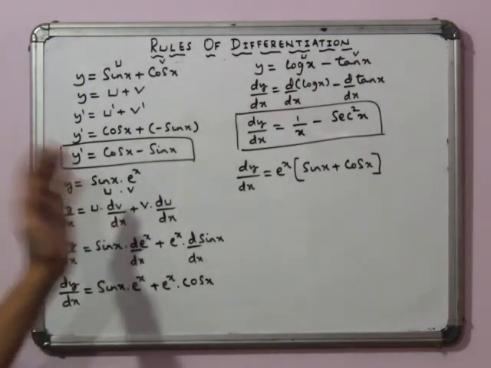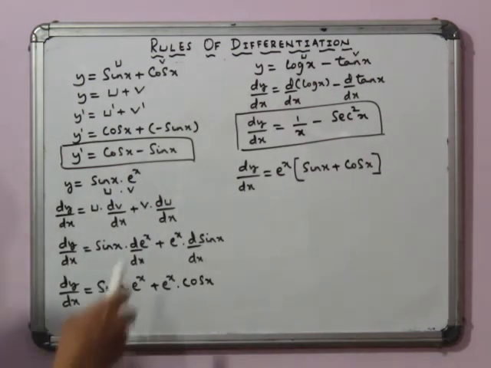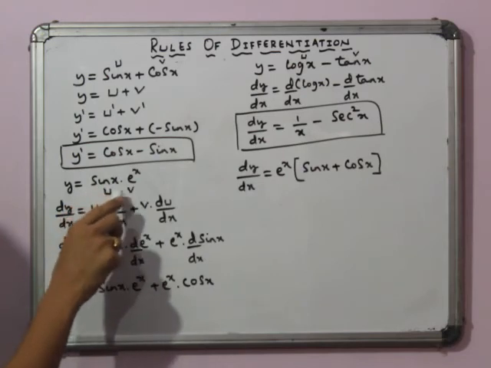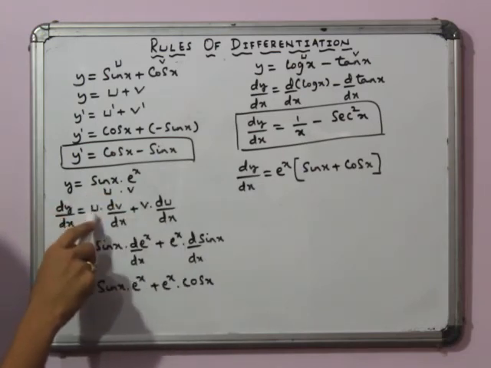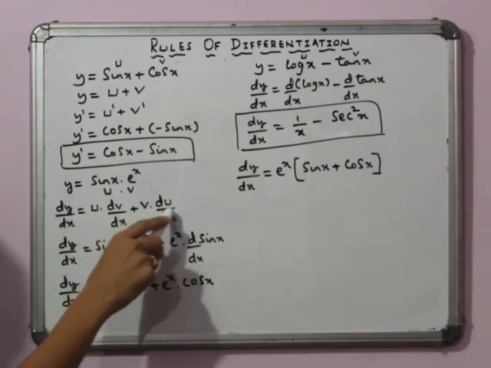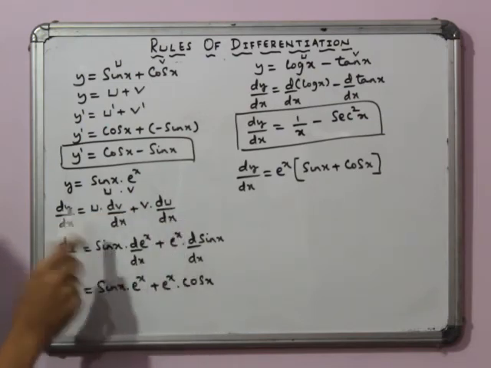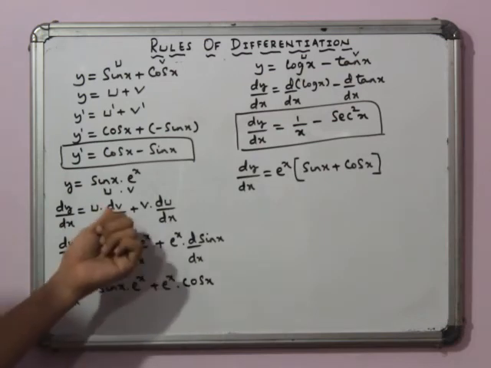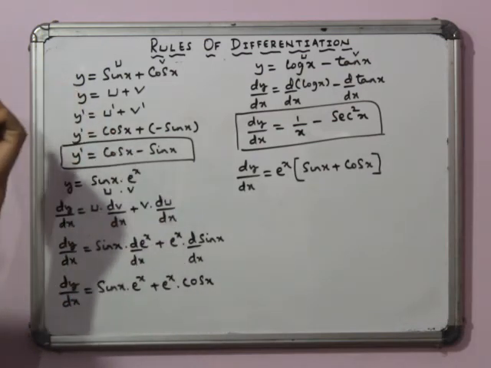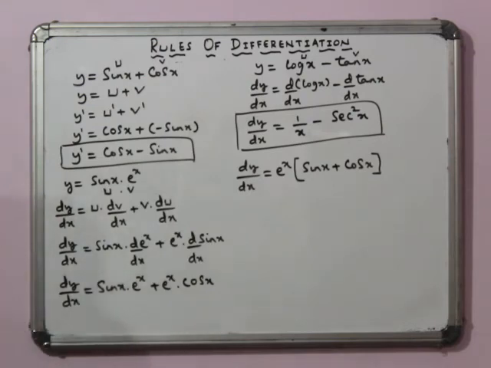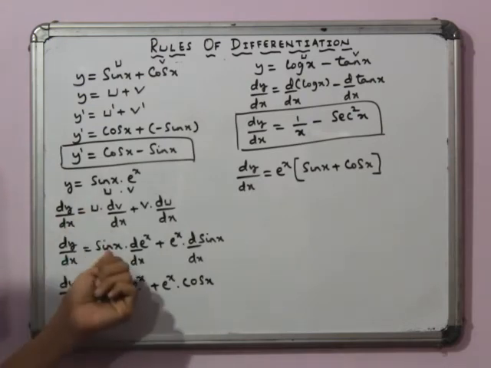So this is how you have to solve. Let me explain this again. Sin x into e power x is of the form u into v. Write the formula, product rule: u into dv by dx plus v into du by dx. So u is sin x, and remember, wherever you see d by dx or dash, only then you have to differentiate. Otherwise, you have to keep the function as it is.